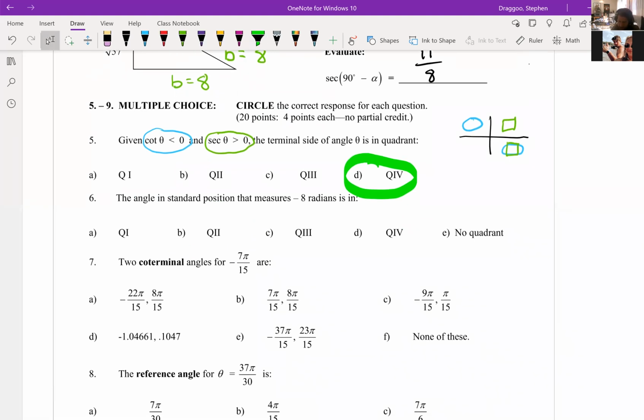All right, then an angle in standard position that measures -8 radians is in which of the following quadrants? So first thing I'll do is find a coterminal angle that's positive. I think that'll be the easiest way to do this. So I'll take -8 and add 2 times 2 pi. Since 2 pi is about 6.28, if I only added it once, I'd still have a negative angle. Adding it twice, though, I'll end up with some positive number.